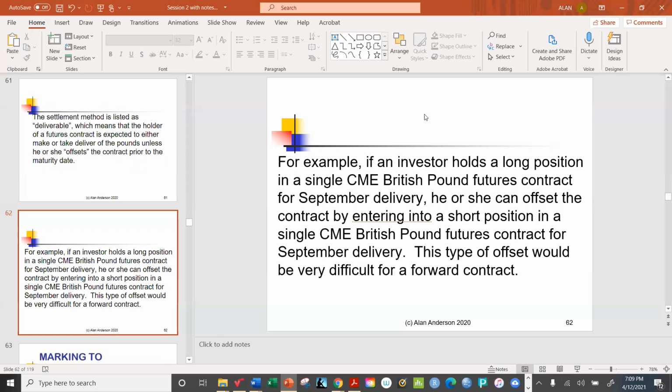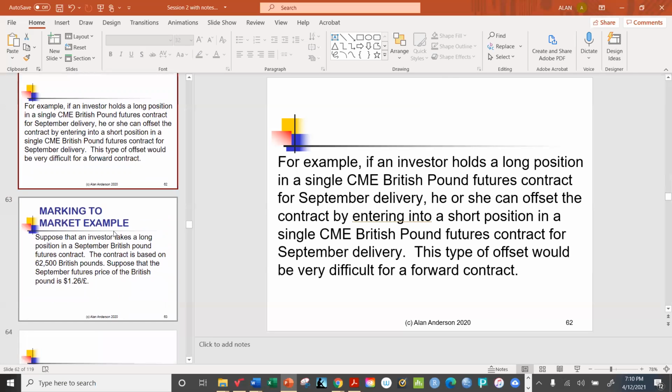So here's a simple example of this. If an investor holds a long position in a British pound futures contract for September delivery, we can offset that position by entering into a short position on the exact same contract. That would be the British pound futures for September delivery. So that way you've got two contracts, but the cash flows to them exactly offset each other. So your position ends up being zero.